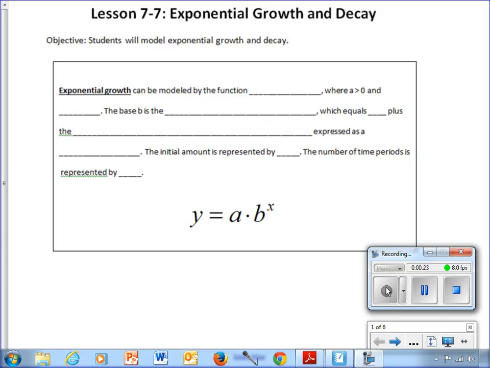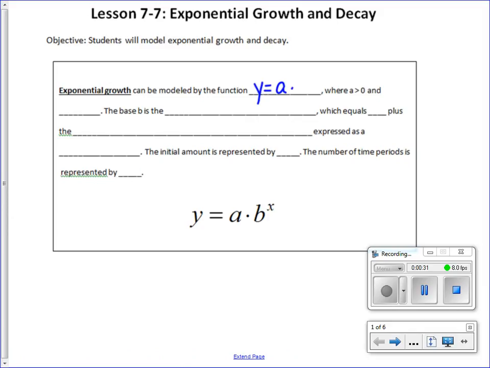First of all, exponential growth can be modeled by the function y equals a times b to the power of x. You have already seen this in lesson 7-6 when we dealt with the problem on rabbits tripling. So here we go. A has to be greater than 0 and b has to be greater than 1 in exponential growth.